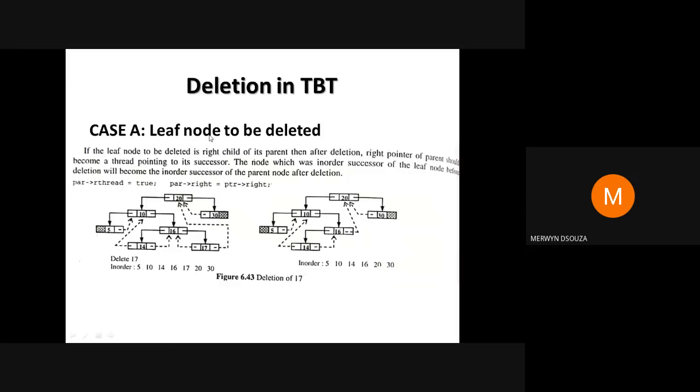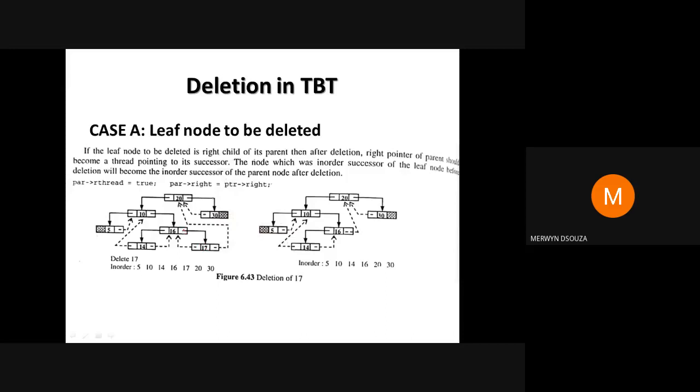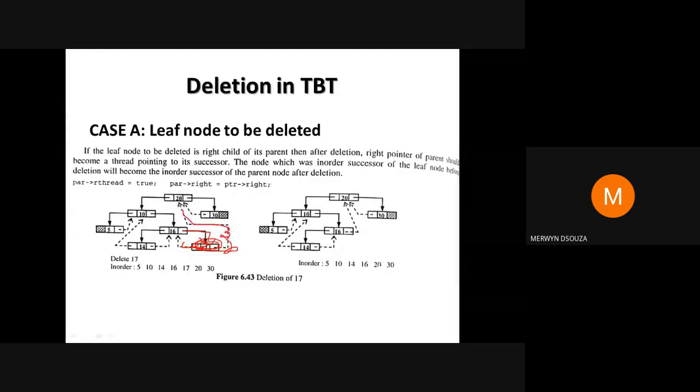Similarly is the case if you are deleting a leaf node on the right side. Suppose you are deleting 17. As you can see, this is now a solid pointer because 17 is the right child. Once this thing is deleted, all these pointers will not remain. All these pointers will be gone. You do the in order traversal.